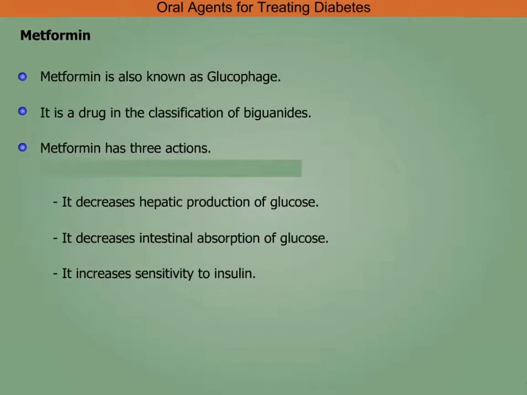Metformin is also known as Glucophage. It is a drug in the classification of biguanides. Metformin has 3 actions. Let's look at each action below to see it illustrated.